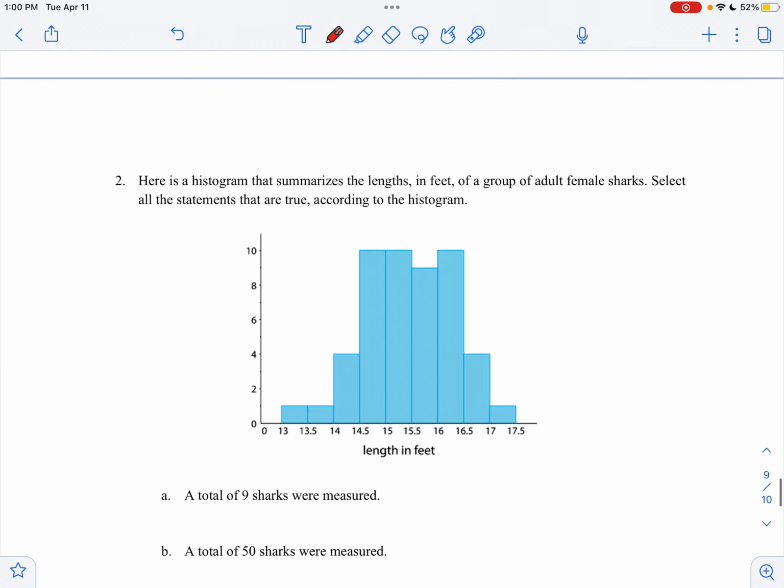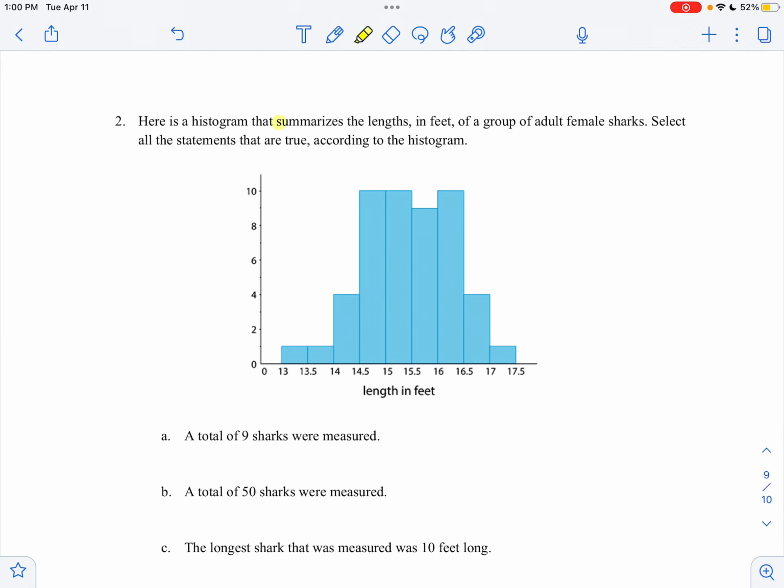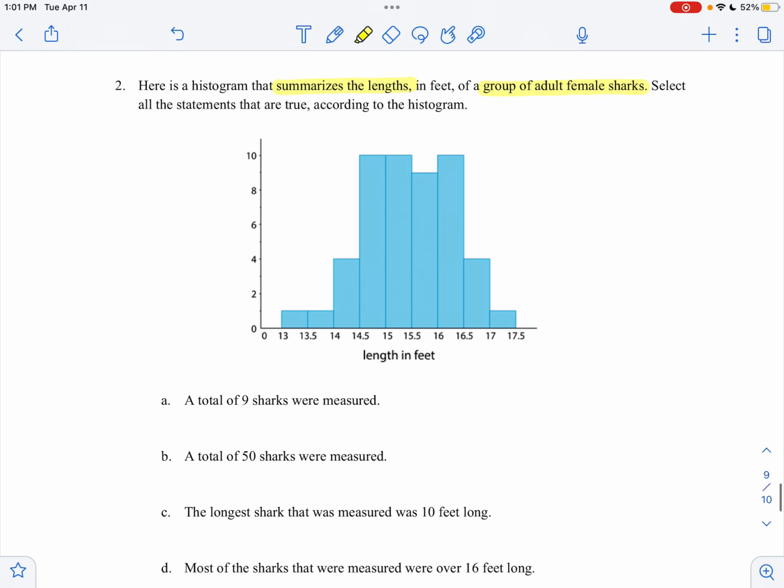In question 2, you've got another histogram. This time, it summarizes the lengths in feet of a group of adult female sharks. Select all the statements that are true according to the histogram. A total of 9 sharks were measured. We can tell the total number of sharks that were measured based on the height of the bar diagrams. I know that there was 1 shark between 13 and 13.5, 1 shark between 13.5 and 14, 4 sharks between 14 and 14.5, and so on. I can determine the size of each of the bars. That will allow me to tell whether A or B is true.